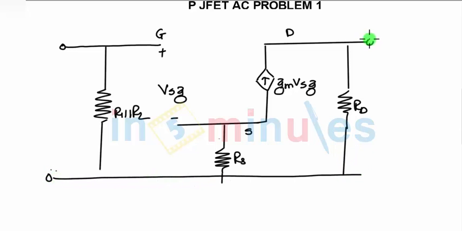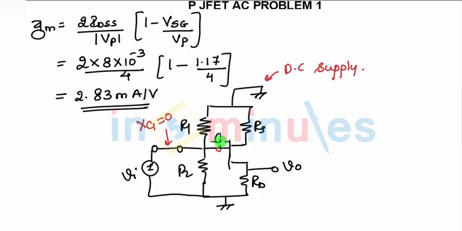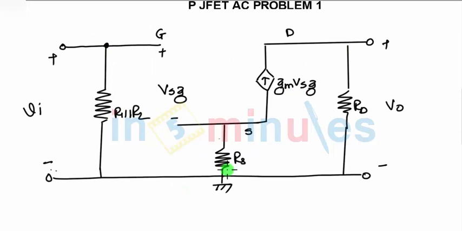In this case we have common source, that is source is grounded, so this becomes your ground point. From here we are taking the output, and here we are applying the input. Now how to cross check? Between gate and ground you have R1 parallel to R2. Just look at this diagram. This is your gate. Between gate and ground you have R1. Between gate and ground you have R2. Right? So this is shown, between gate and ground you have R1 parallel to R2.